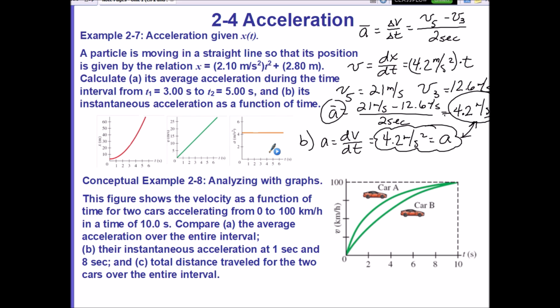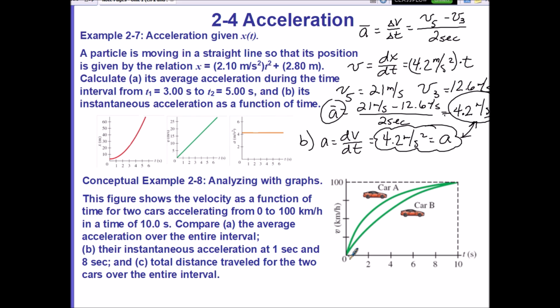Last one, conceptual example. This figure shows the velocity as a function of time for two cars accelerating from 0 to 100 kilometers per hour in a time of 10 seconds. Compare the average acceleration over the entire time. Find the instantaneous acceleration at 1 second and 8 seconds. And letter C, the total distance traveled for the two cars over the entire time. Let's take a look at letter A. Compare the average acceleration over the entire time.